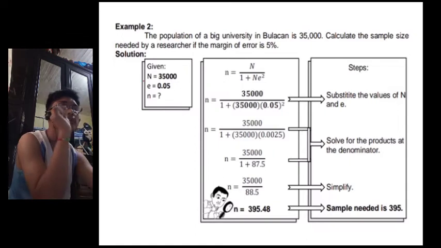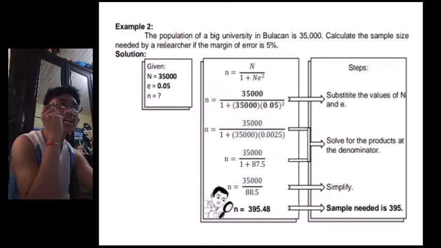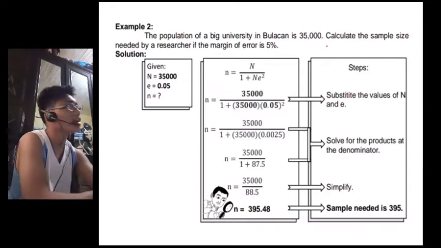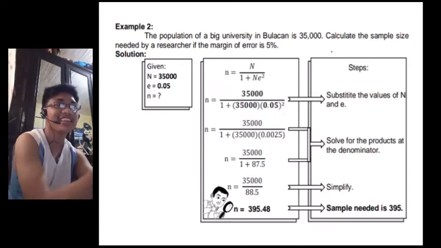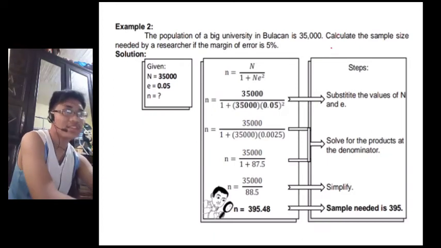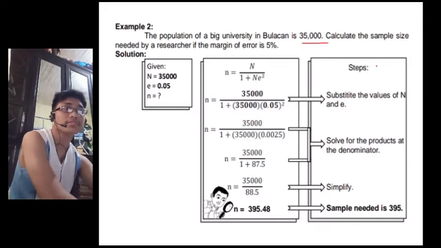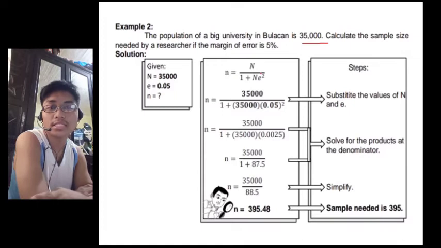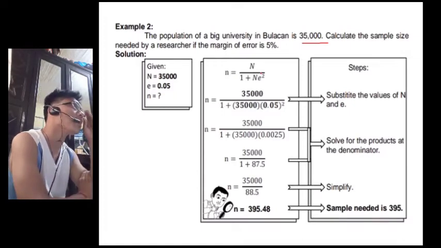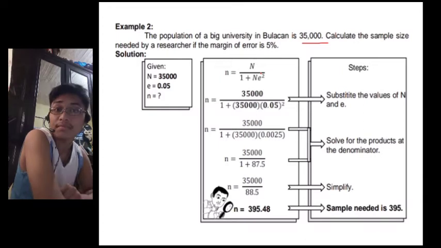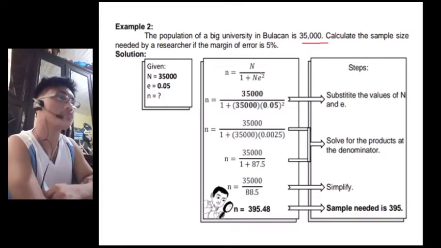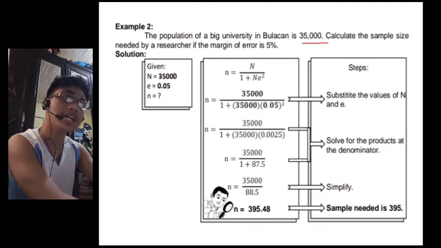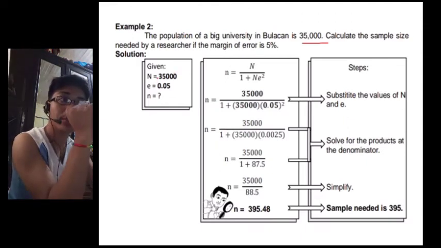Next given: the population of a big university in Bulacan is 35,000. Basta, the big university is 35K or 35,000. Calculate the sample size needed by a researcher if the margin of error is 5%. As a researcher, di ba, ilan ba ang mga karaniwang tinatanong ninyo? Survey, di ba? Okay, 5%. So you're given N is equal to 35,000.